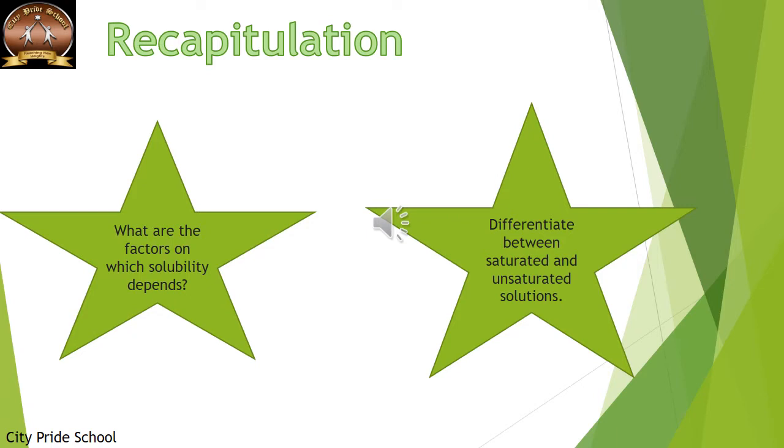One is the type of solute, okay? And the second is, it depends on temperature. As the temperature increases, solubility of the substance also increases. And the difference between saturated and unsaturated solution is that in saturated solution, no more solute can be added, okay? Whereas in unsaturated solution, there is possibility for you to add more solutes.